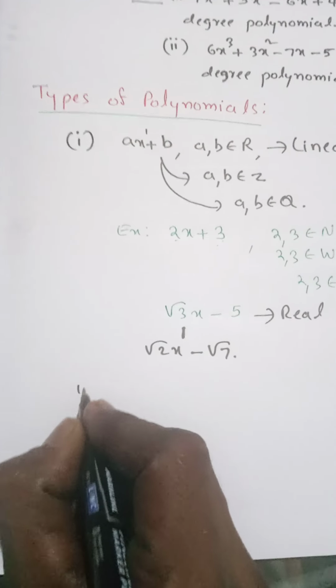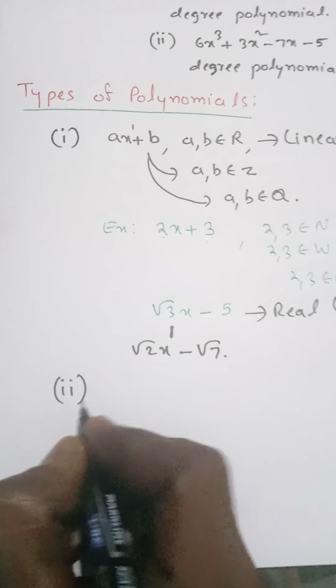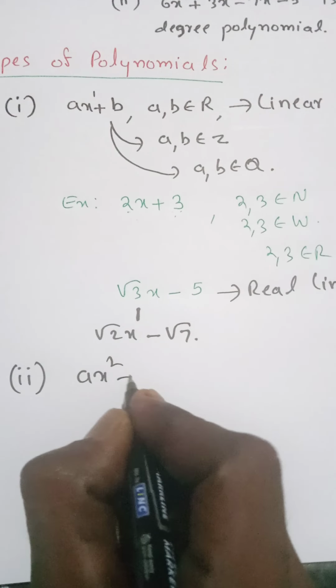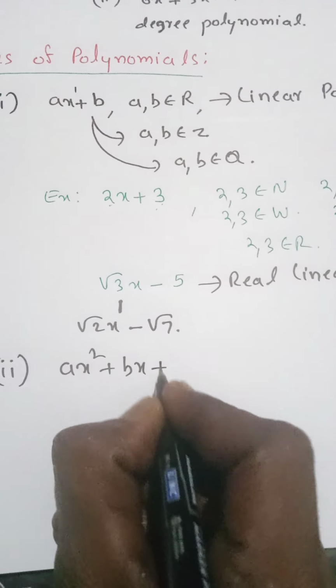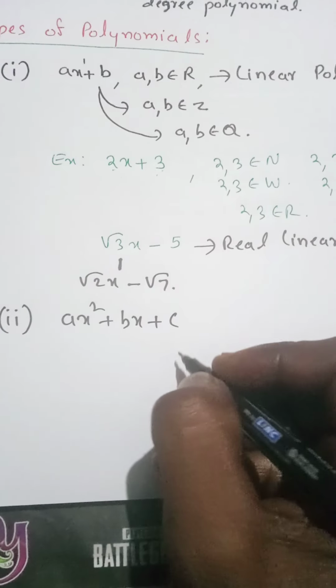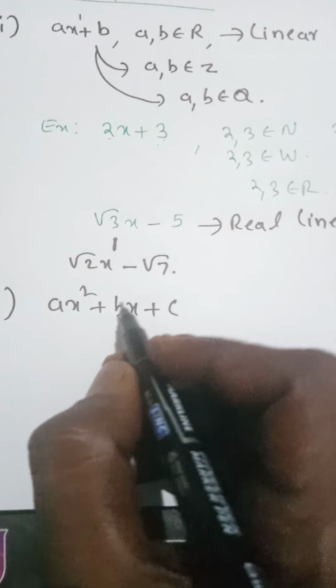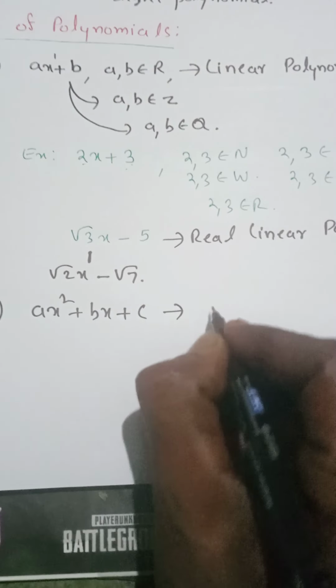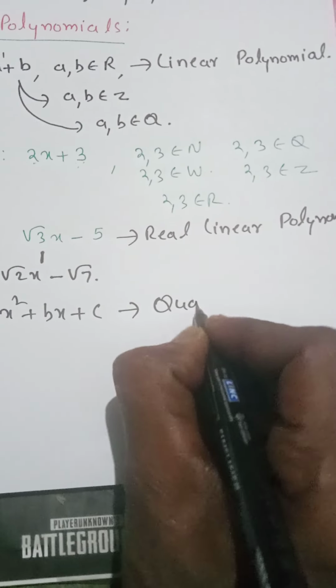Now let us take the second degree polynomial, and its general form is ax square plus bx plus c. This is an example of a second degree polynomial. Why? Because the highest degree of its various terms is 2. This type of polynomial we call a quadratic polynomial.